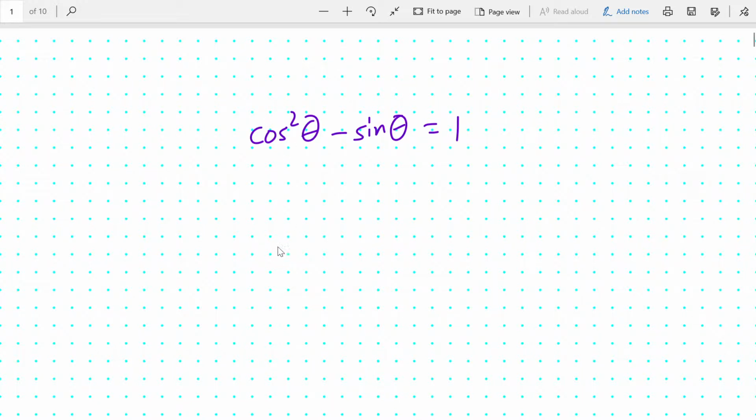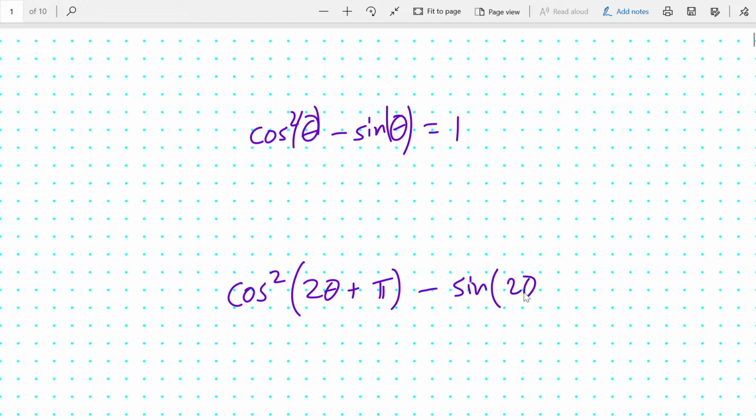Or even worse, they often give you problems where inside the trigonometric function, it's not just theta, but theta plus something, or something done to theta. So for example, you would find cosine squared of 2 theta plus pi, minus sine of 2 theta plus pi, is equal to 1.